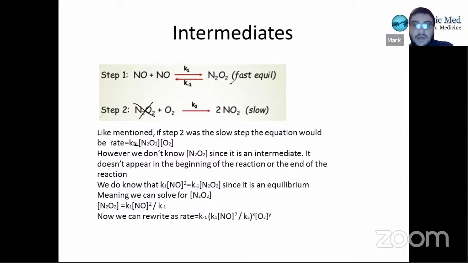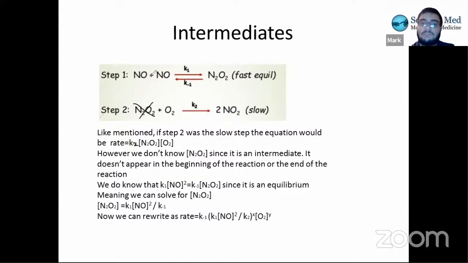Well, the way we do that is we actually have to do just a bit of math to solve it. We know that K1 times the concentration of NO squared is equal to K-1 times the concentration of N2O2, right? Since it's in equilibrium. And that's because when we talk about an equilibrium, the rate of the forward reaction and the rate of the reverse reaction are equal.